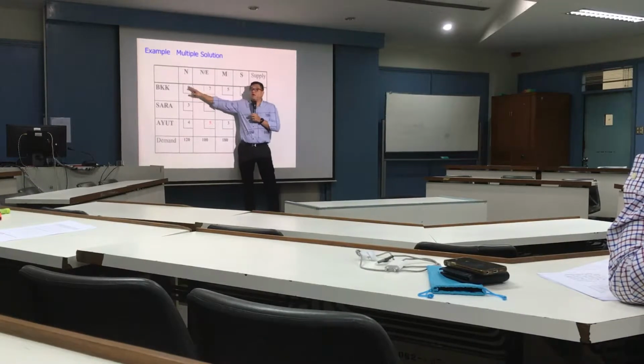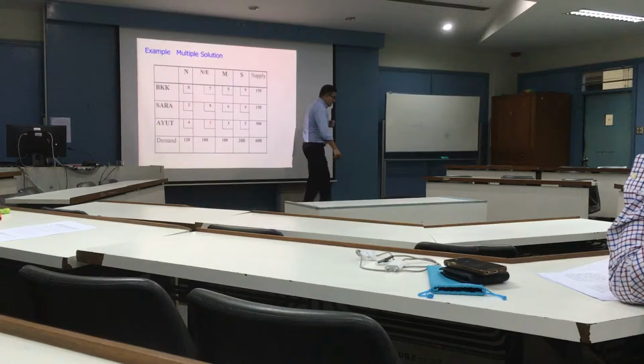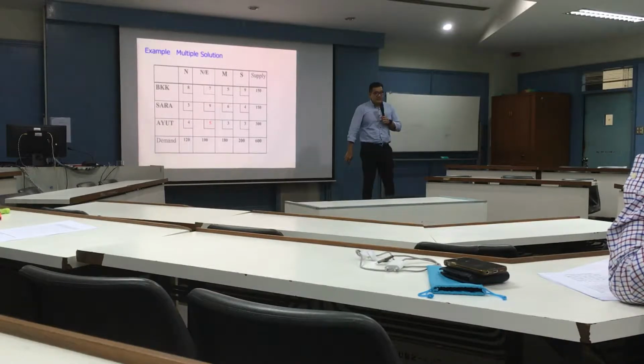Okay, so this is the first approach, very simple. Just change the unit cost for the cell that you don't want to deliver the product to, to a very big value. The second way is easier than the first one, but you have the risk of making a mistake.